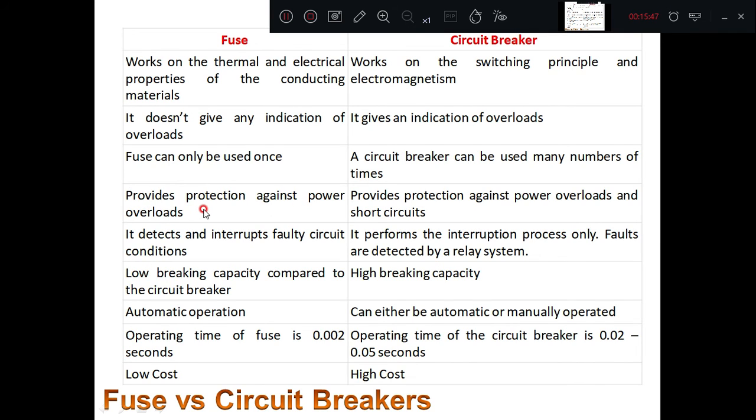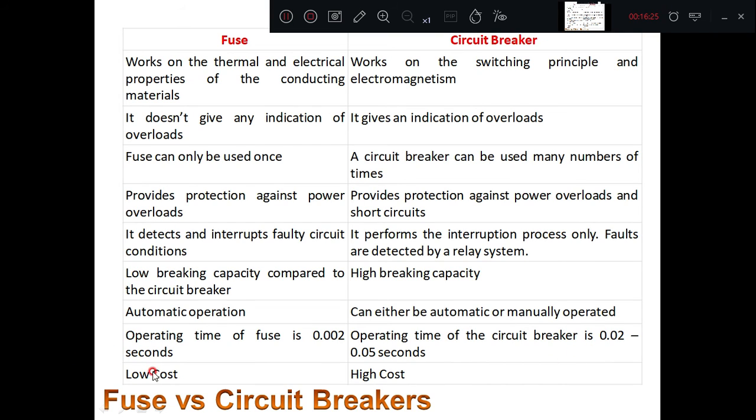It provides protection against power overloads as well as short circuits. It detects and interrupts the fault circuit condition. It performs the interruption process only when the fault is detected, in this case by the relay system. The function of the ACB is only to break the circuit, based on the signal we get from the relay system. The operation can be either automatic or manual. It operates in 0.002 seconds, whereas a fuse can be operated in 0.0 to 0.05 seconds.